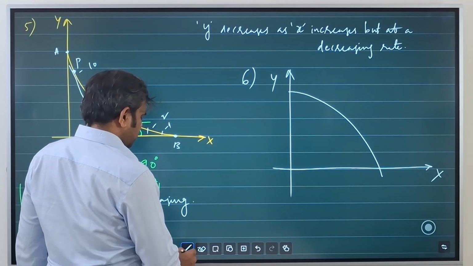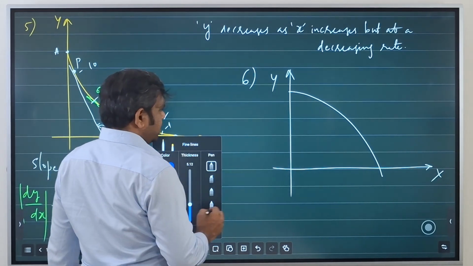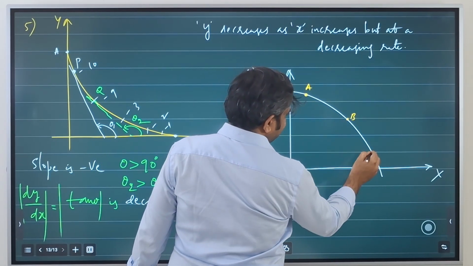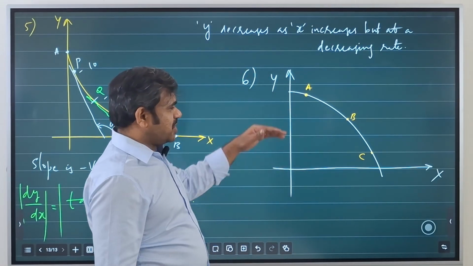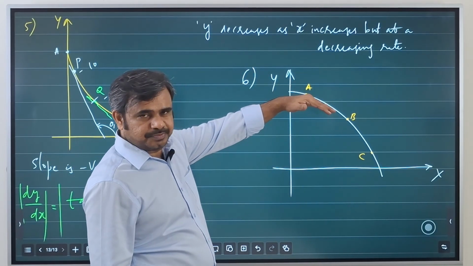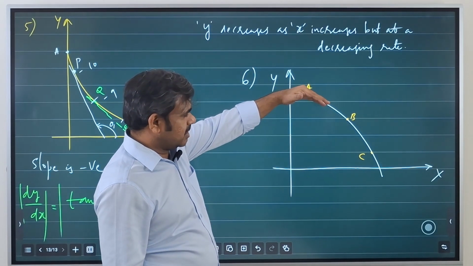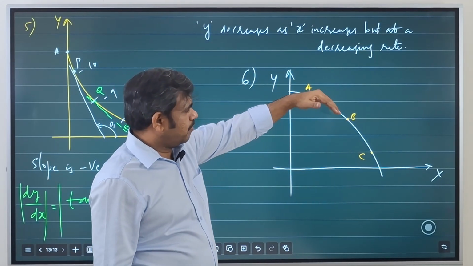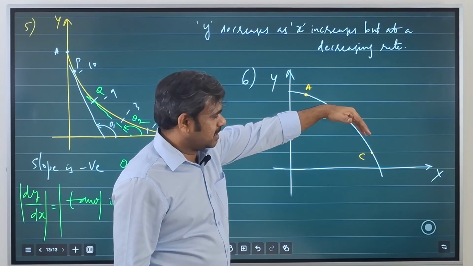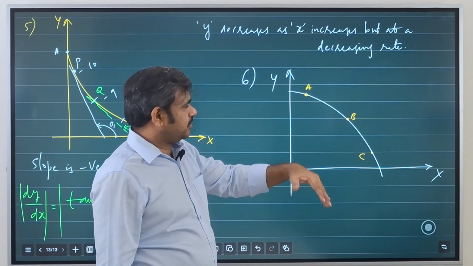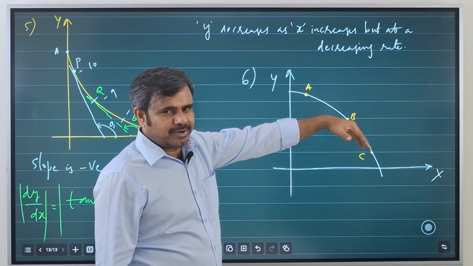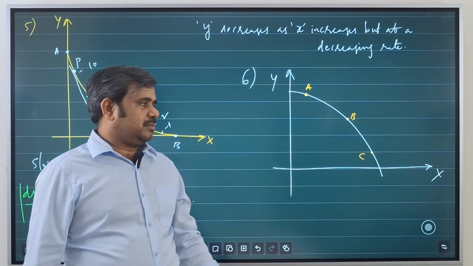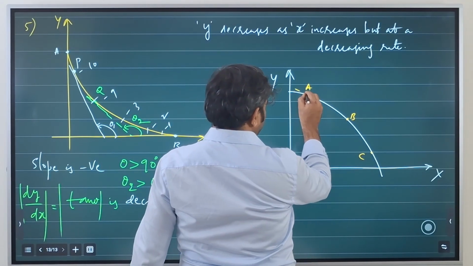Let's find out the slope at different points. Slope at A, slope at B, slope at C. Initially, the graph is flat. Initially, y decreases at a slower pace. But the rate at which y decreases increases. It means at higher values of x, y decreases at a greater rate. Or draw tangents at different points.